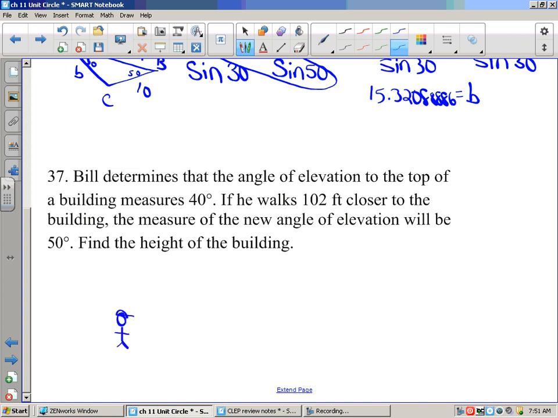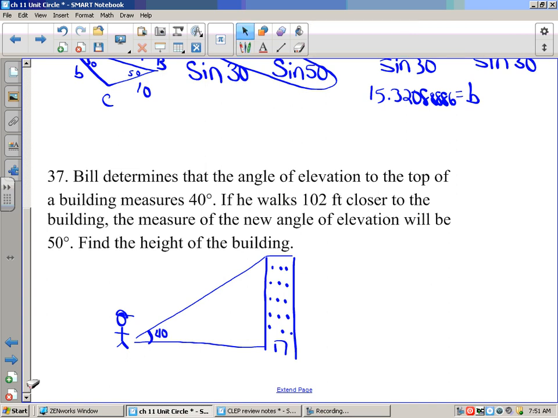Got a little hat on. All right, he is looking to the top of a building. There's my building. Isn't it cute? There's my building. Okay, he's looking to the top of the building, and that angle of elevation is 40 degrees.